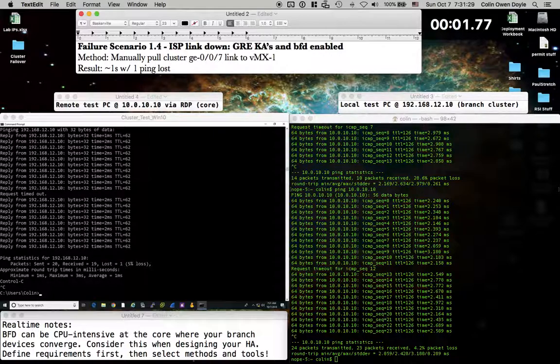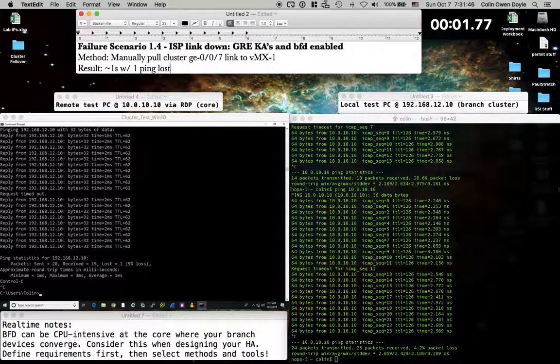So obviously BFD is pretty nice when it comes to link failure, or just a peer dropping, maybe the link's up and you have a problem with the peer. There is a note here in the bottom left-hand corner, take it to heart. BFD can be pretty processor intensive.